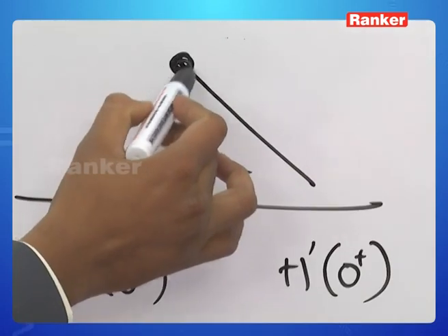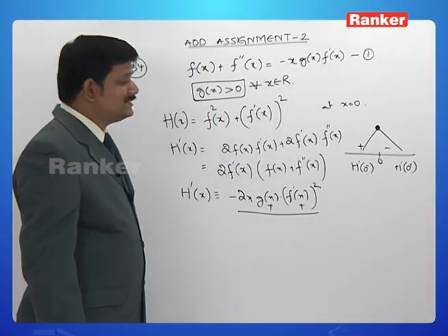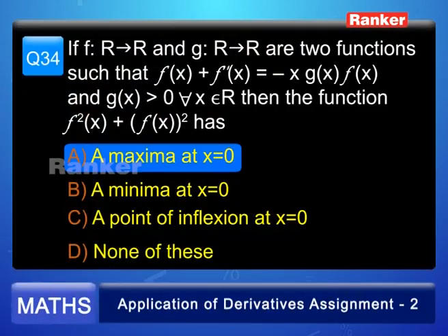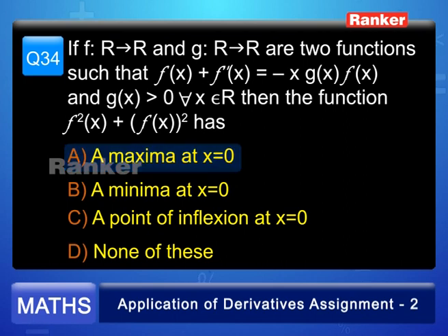So, the function has a local maxima at x equal to 0. So, for this function h of x, it has a local maxima at x equal to 0, it is option A.